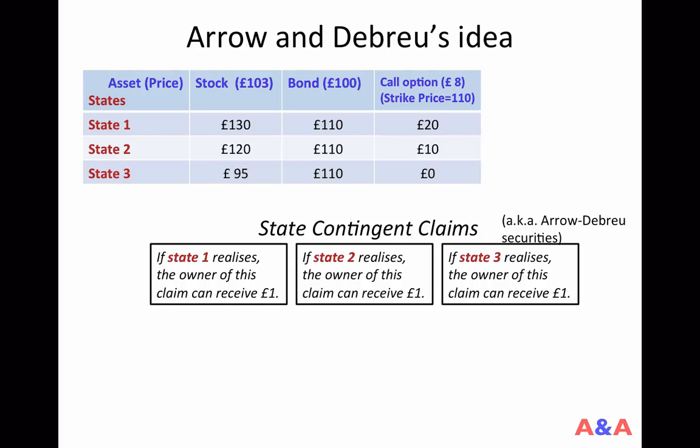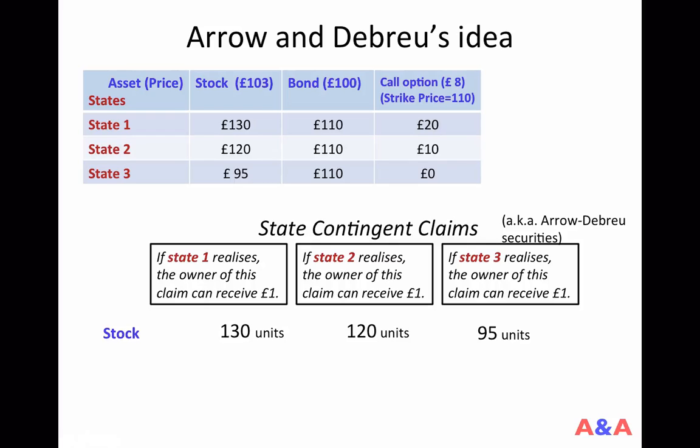Now, you might notice that the above stock can be regarded as a basket of many state contingent claims. A basket of 130 units of state 1 contingent claims, 120 units of state 2 contingent claims, and 95 units of state 3 contingent claims. If you have that basket, then if state 1 realizes, you will receive £130. If state 2 realizes, you will receive £120. If state 3 realizes, you will receive £95.